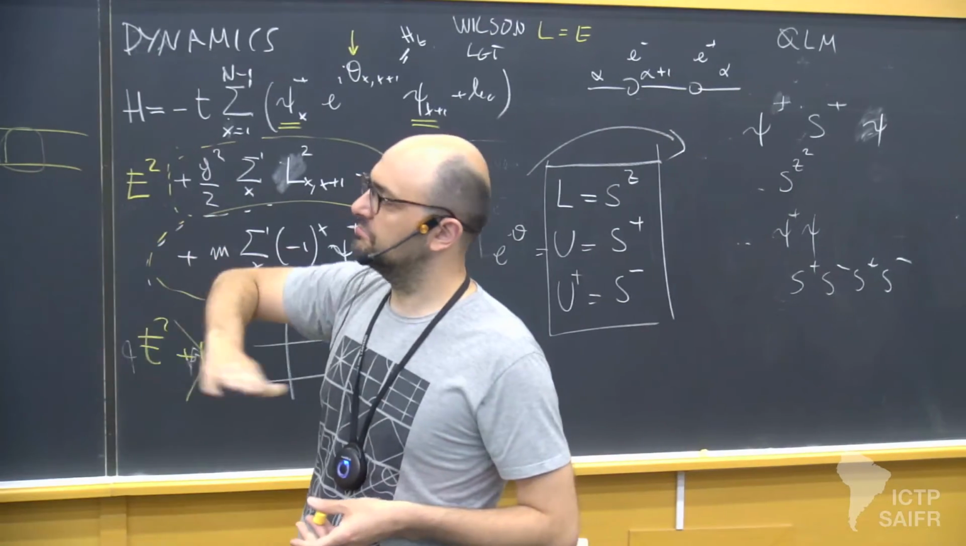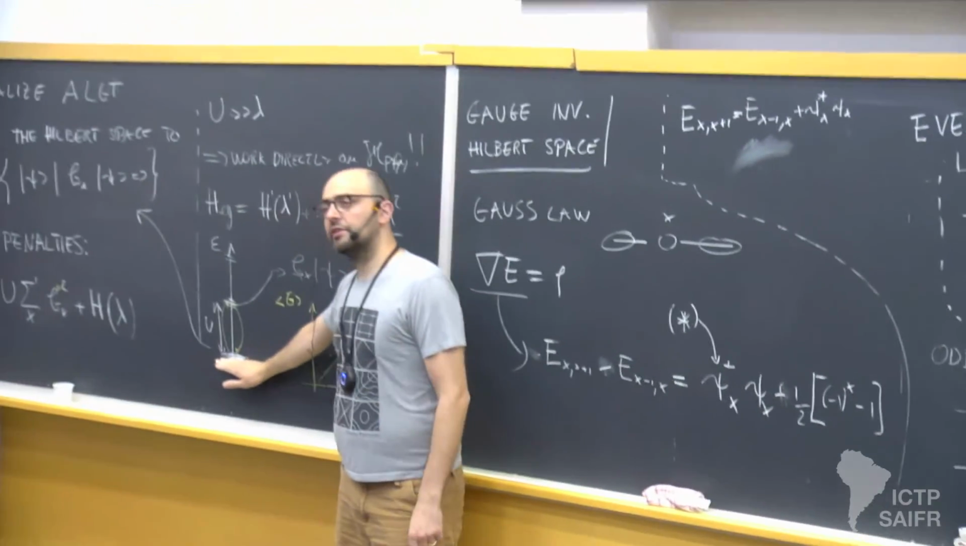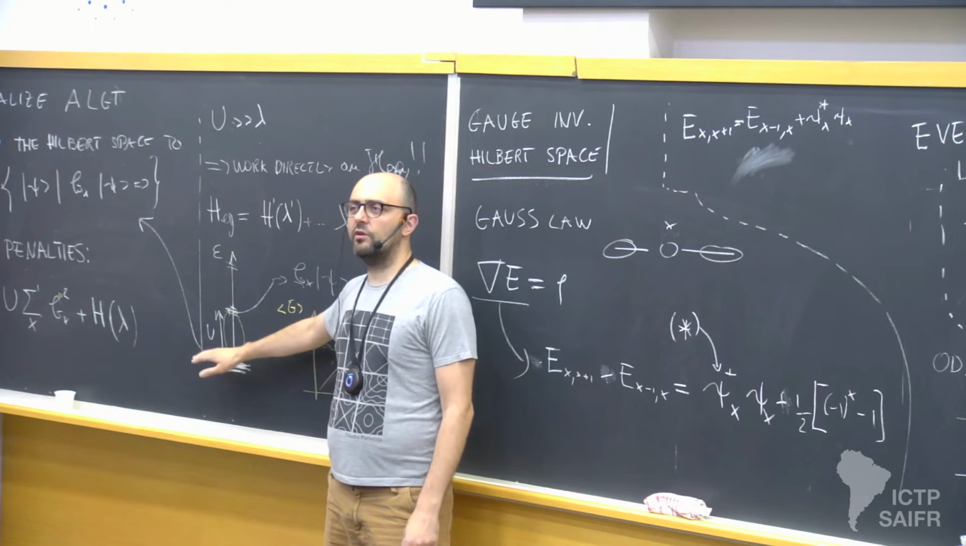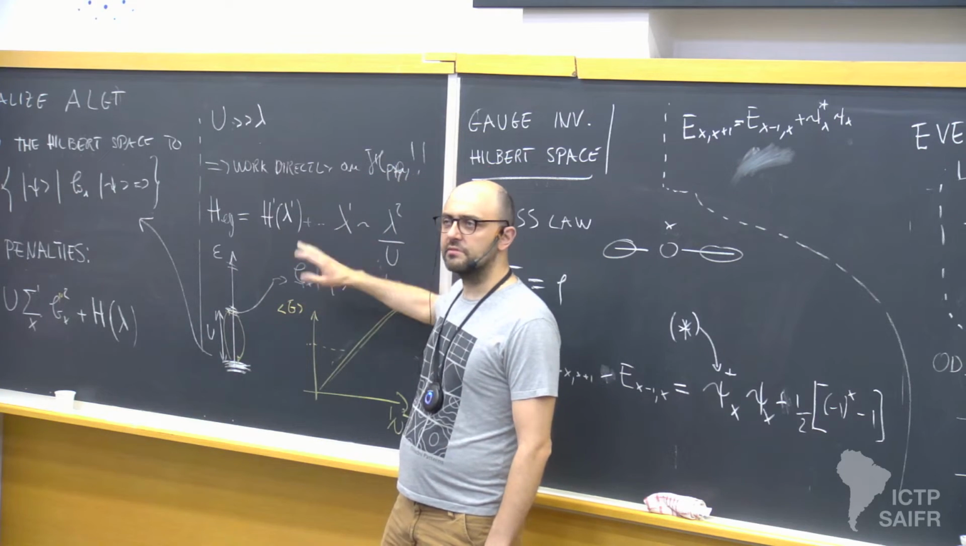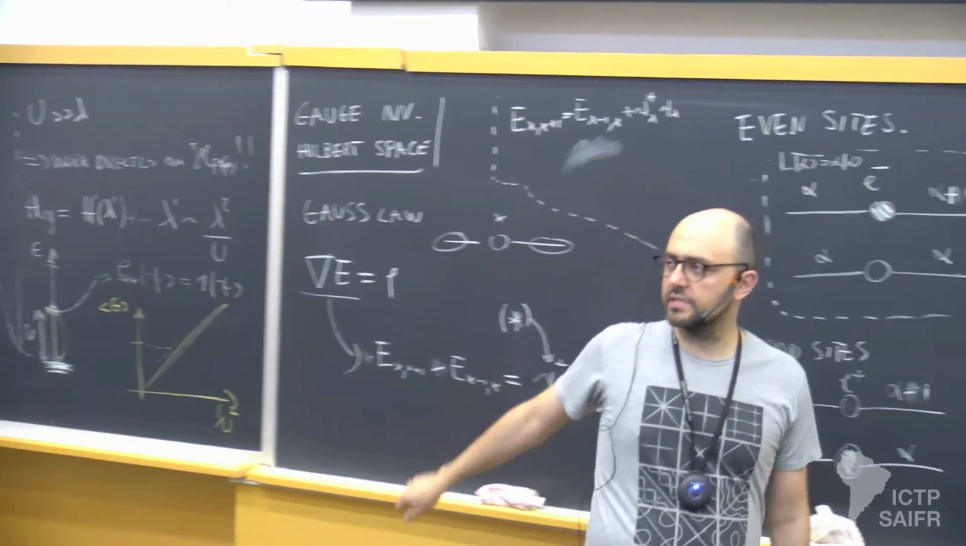Well, for abelian, you can do this, and then you let your dynamics work, and for relatively long times this does not go away from the gauge invariant Hilbert space, because of this reason.